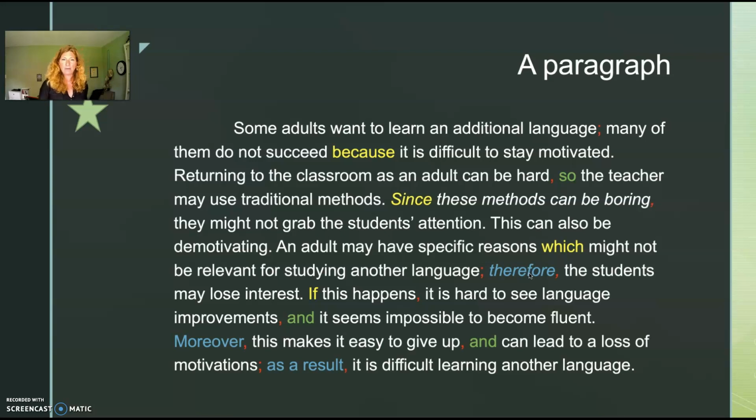Here I have a paragraph, okay? I'm not going to read it out to you now. You can read this on your own, but basically I want you to look at the different things that I've highlighted, okay? Some adults want to learn an additional language, semicolon. Many of them do not succeed because it is difficult to stay motivated. Wow, that's a great first sentence.